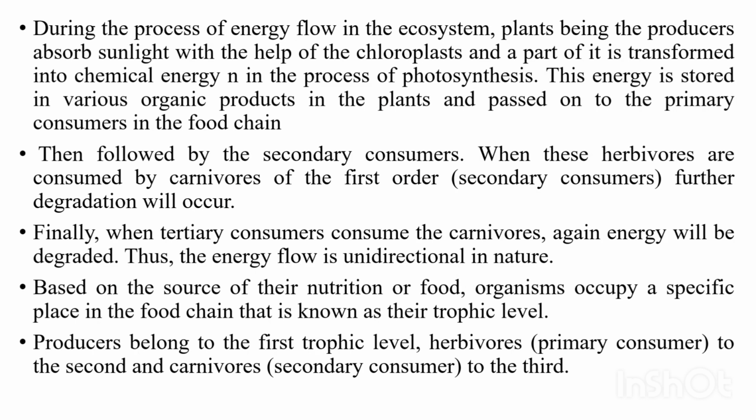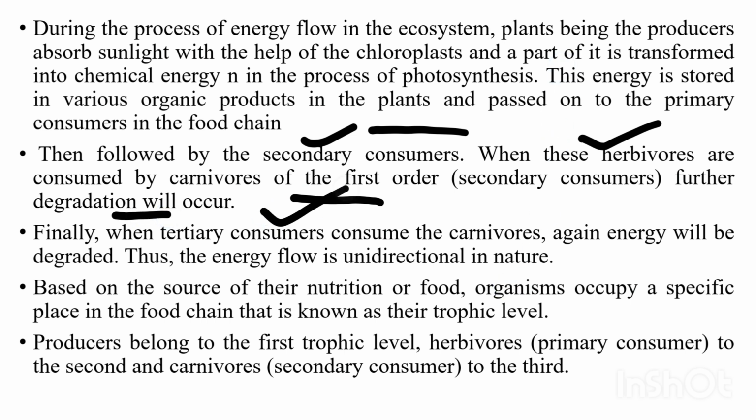Okay, next. During this process of energy flow, plants, being the producer, absorb sunlight with the help of chloroplast, actually the chlorophyll pigment, and a part of it is transformed into chemical energy in the process of photosynthesis. This energy is stored in various organic products in the plant and passed on to the primary consumer in the food chain, then followed by the secondary consumer. When these herbivores are consumed by carnivores of first order, further degradation will occur. Finally, the tertiary consumer consumes the carnivores, again energy will be degraded.